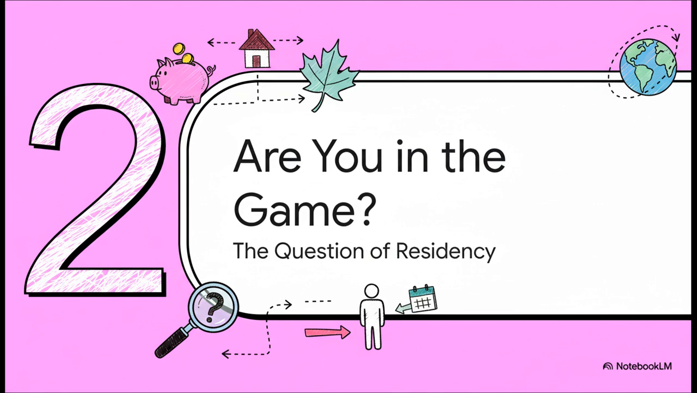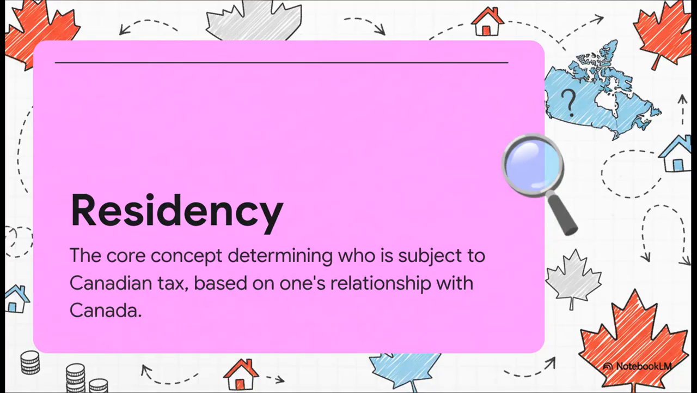And this all boils down to one single powerful concept: residency. And this, right here, is probably one of the most important things you'll learn in this course. Residency is the key. It's the single concept that determines if you're on the hook for Canadian tax. Now listen closely, because this is where a lot of people get tripped up. Residency is not the same thing as citizenship. Not at all. You can be a Canadian citizen living in, say, Australia and be a non-resident for our tax purposes. And on the flip side, someone who isn't a citizen at all can be living here and be considered a resident. It has nothing to do with your passport.